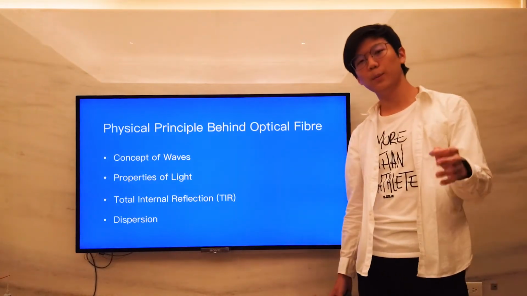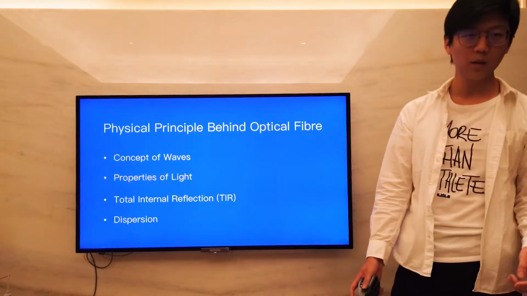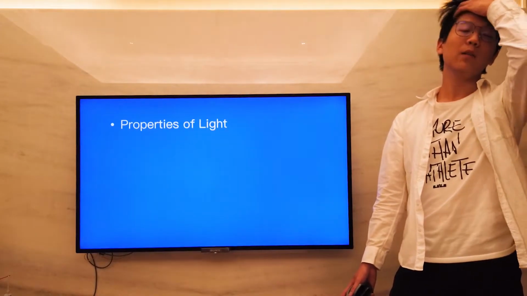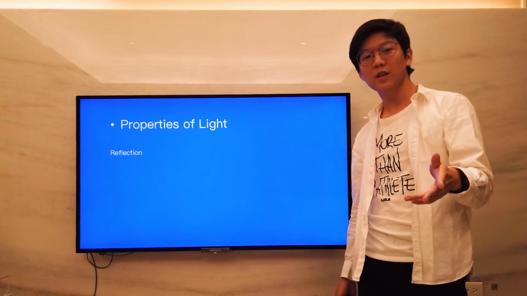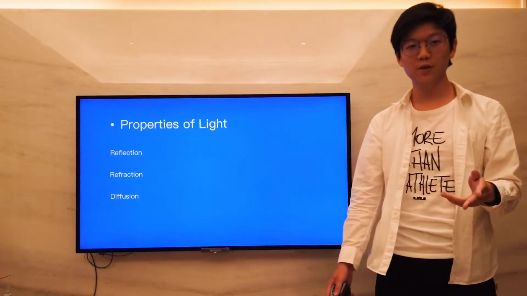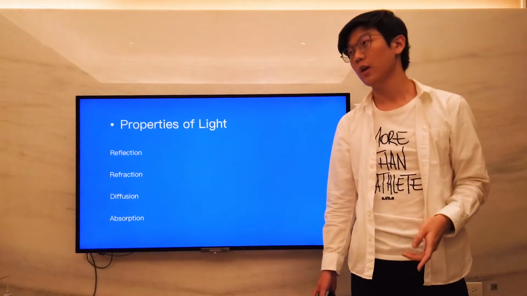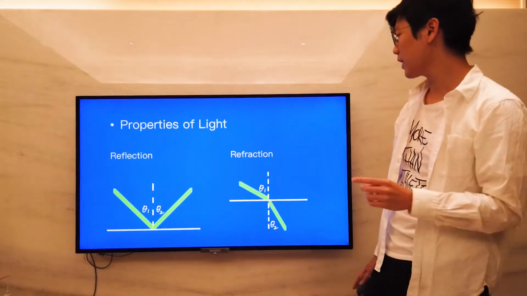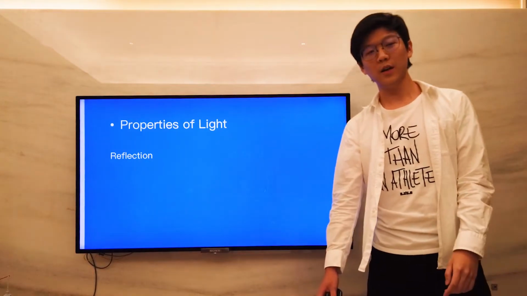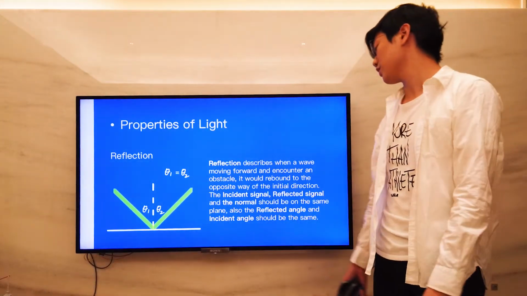Okay, let's talk about the properties of light. Mainly, the properties of light have 4 different parts: reflection, refraction, diffusion, and absorption. But today, we're mainly talking about the major parts, reflection and refraction. First of all, let's talk about reflection.